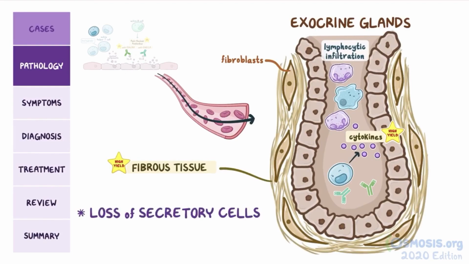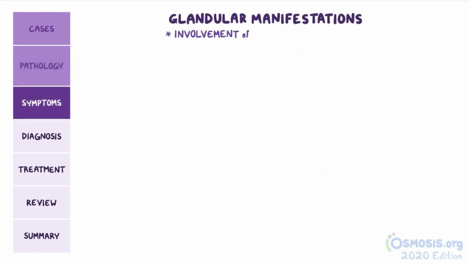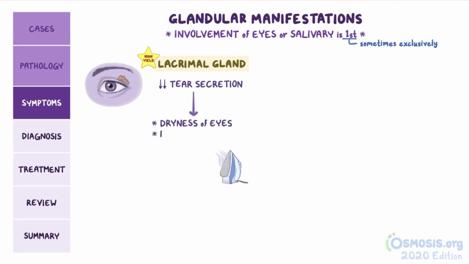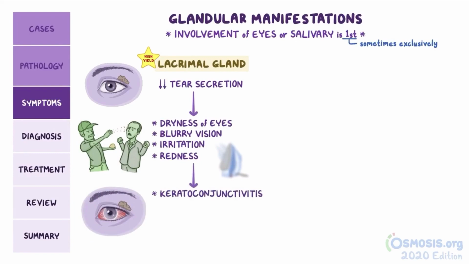The resulting symptoms of Sjogren's syndrome can be divided into 2 main categories. First up are glandular manifestations, where involvement of the eyes or salivary glands occurs first and sometimes exclusively. Lacrimal gland involvement results in decreased tear secretion, which leads to dryness of the eyes, blurry vision, irritation, which is described as a sensation of sand in your eyes, redness, and ultimately to keratoconjunctivitis, which is inflammation and ulceration of the cornea and conjunctiva. Salivary gland involvement usually leads to diffuse fibrosis and painless enlargement of the gland.